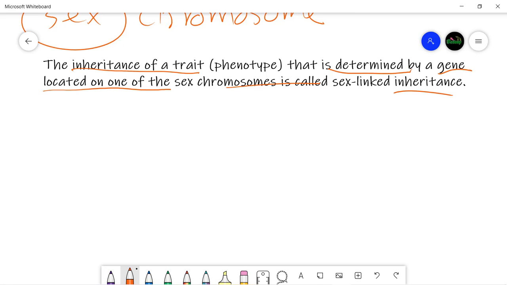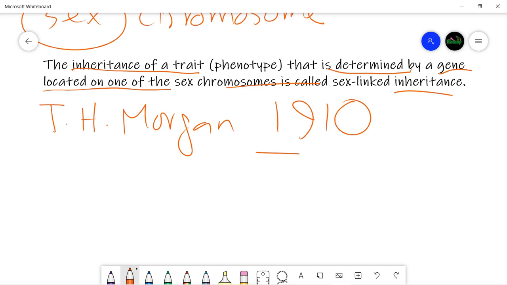Now, sex-linked inheritance was, so to say, discovered by the famous geneticist T.H. Morgan, Thomas Hunt Morgan, way back in 1910. That's long ago, since we are in 2021, about 111 years, or at least 110 years ago, he determined this particular pattern of inheritance, which is linked with the sex of the individual.